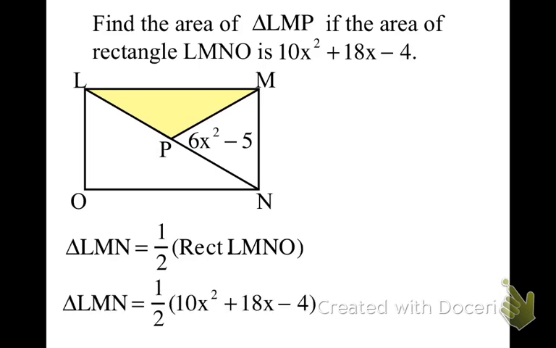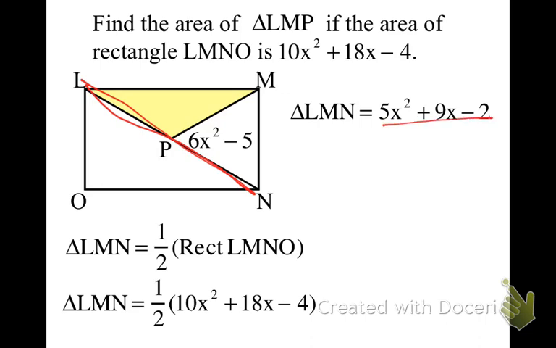right, would be this. If I divide all terms by 2, I end up with 5x squared plus 9x minus 2. With me? So if I just divide it, because all we're really talking about, we've got information for half of it. Okay? So half of the entire rectangle equals this.